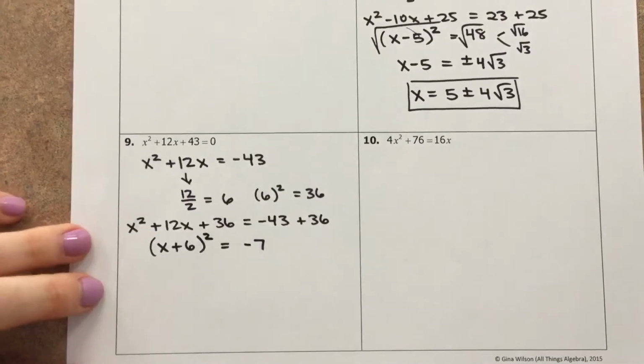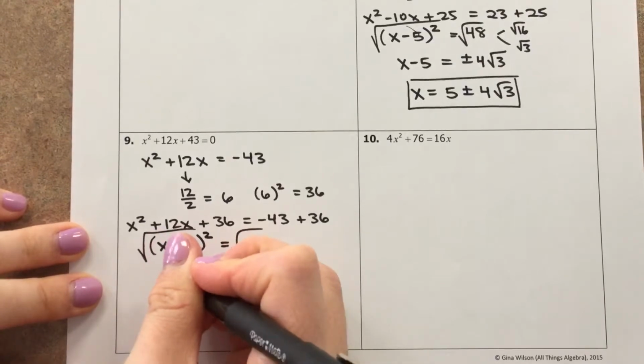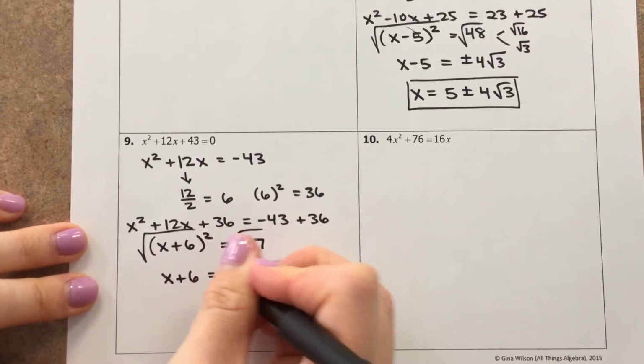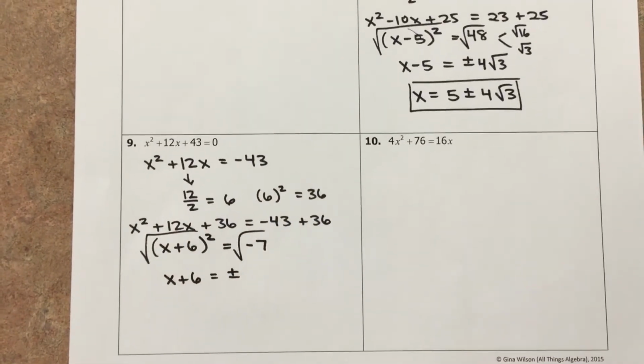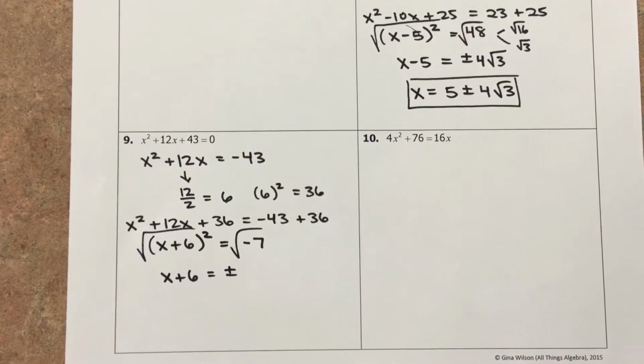Step 5, take the square root of both sides. So take the square root here, square root here. When I take the square root, I get just an x plus 6. I know my right-hand side starts with a plus or minus. And then the negative 7. This is taking us back to a few lessons ago where we had negatives under the square root, and we know we get an imaginary from that.